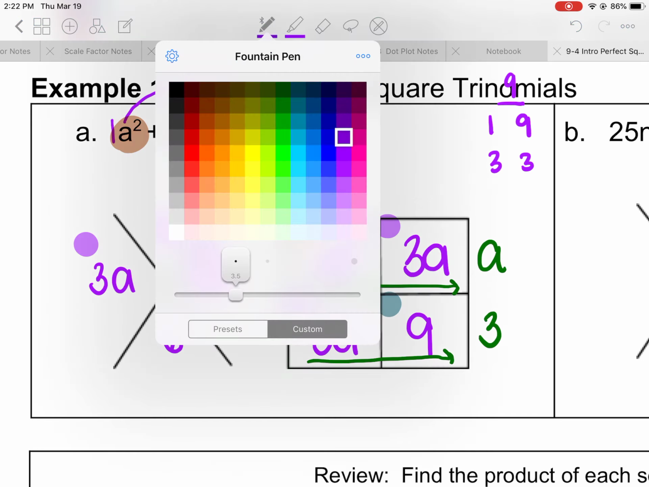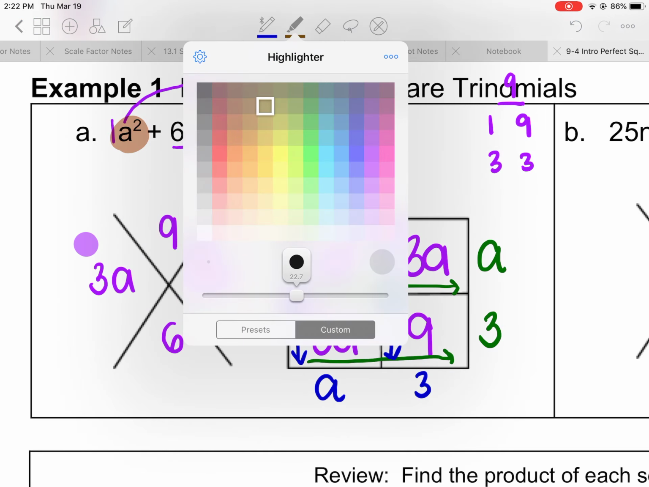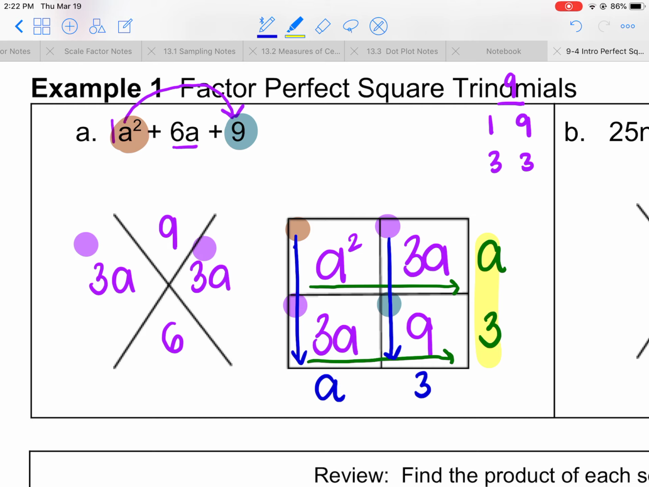And then I find the GCF of these combinations. A squared and 3a, I can pull out an a, and then 3a and 9, I can pull out a 3. So now, this should look familiar as what you would normally get using the box method. So that is my perfect square trinomial factored. It ends up being a plus 3, that entire quantity squared.